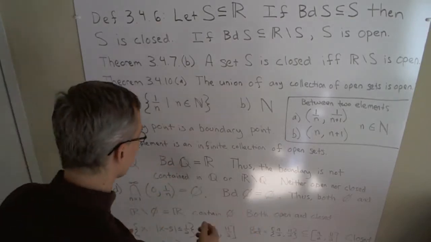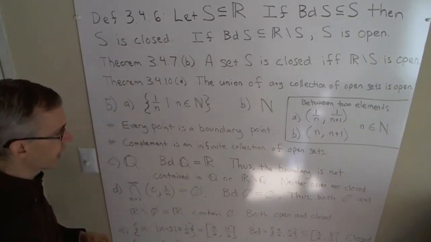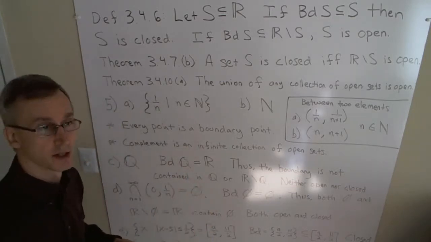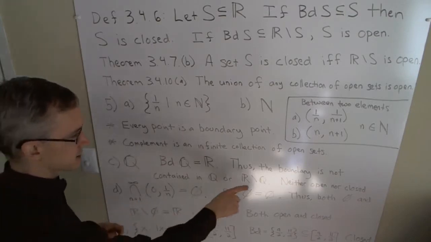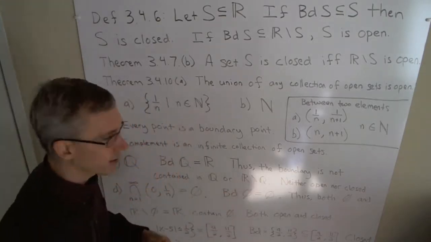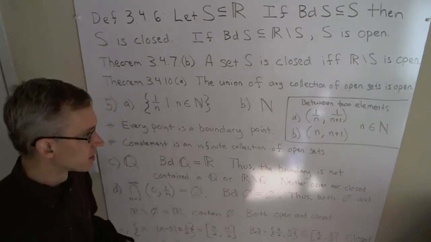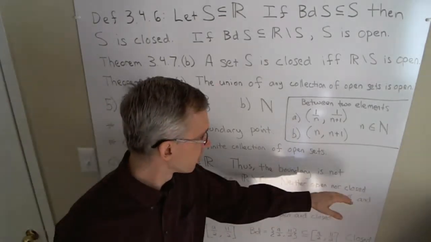So the boundary is clearly not contained in the rationals because we have irrational numbers in there. Similarly, the boundary is not contained in its complement because we have rational numbers in there. So this set is neither open nor closed.